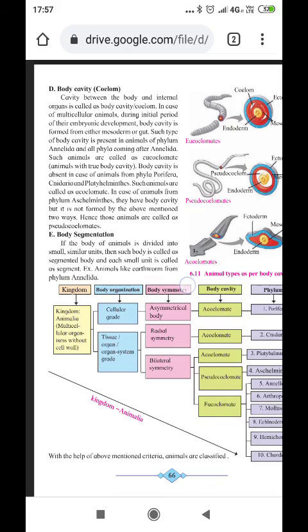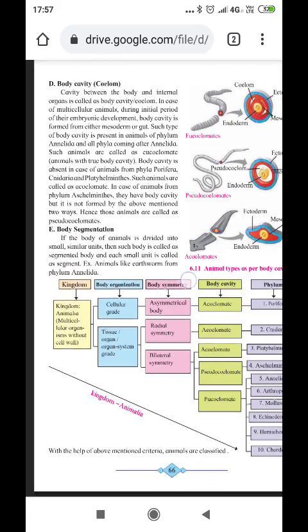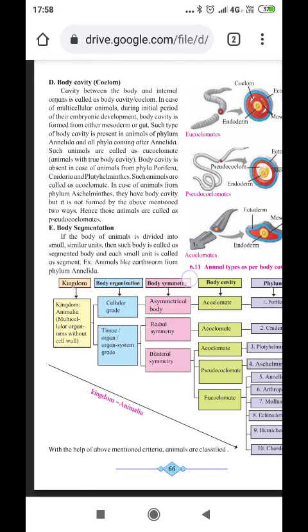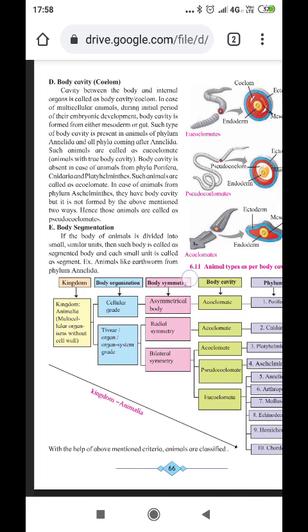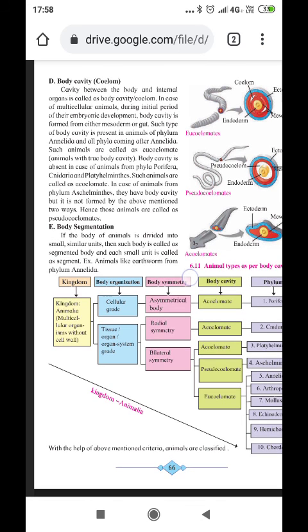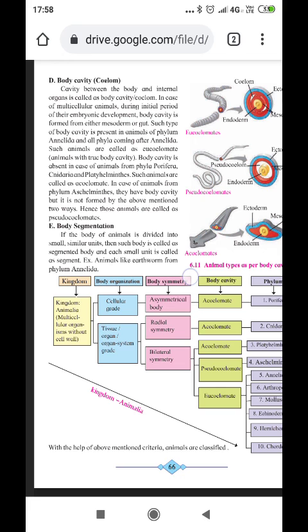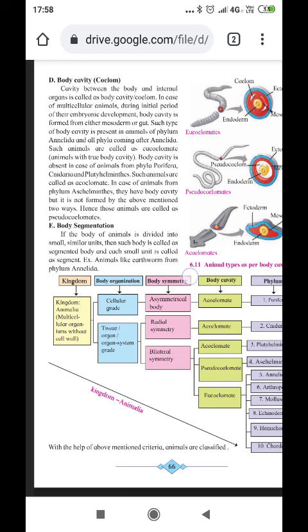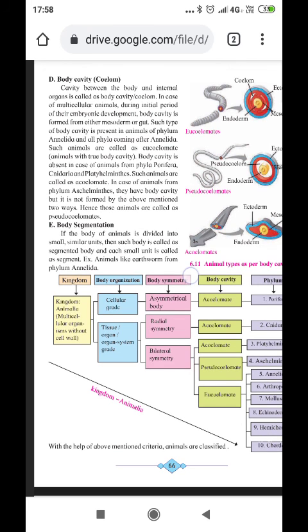In case of multicellular animals, during the initial period of embryonic development, a body cavity is formed from mesoderm. Such a type of body cavity is present in animals of phylum Annelida and phyla coming after Annelida. These animals are called eucoelomate, animals with a true body cavity.